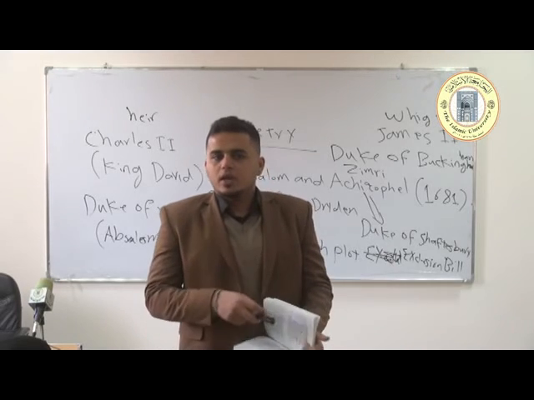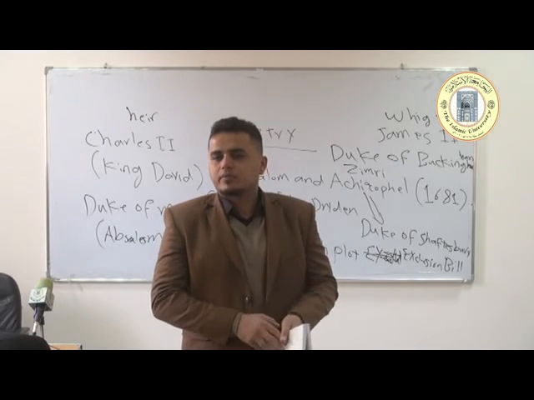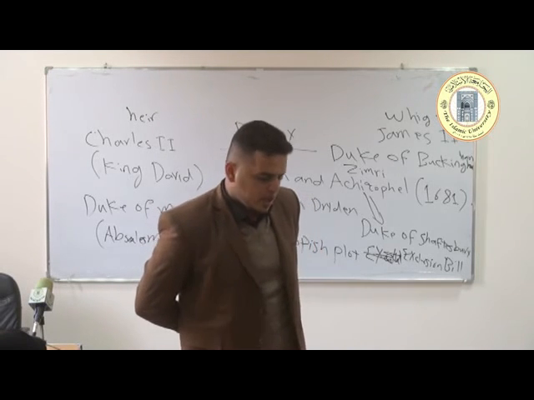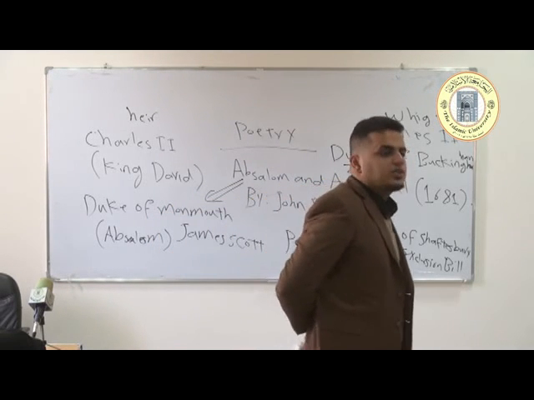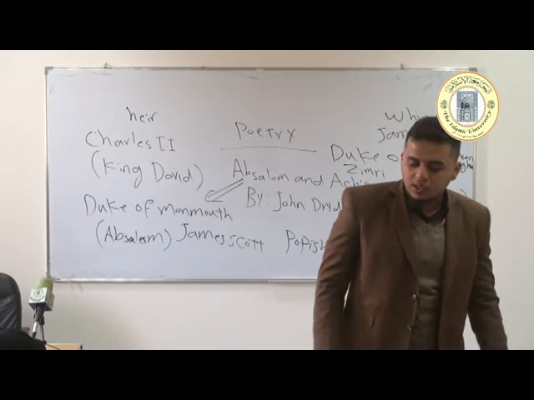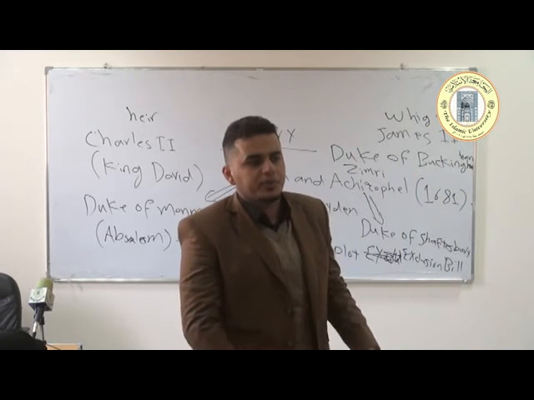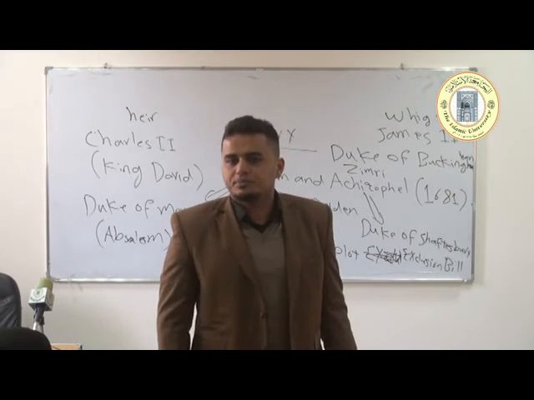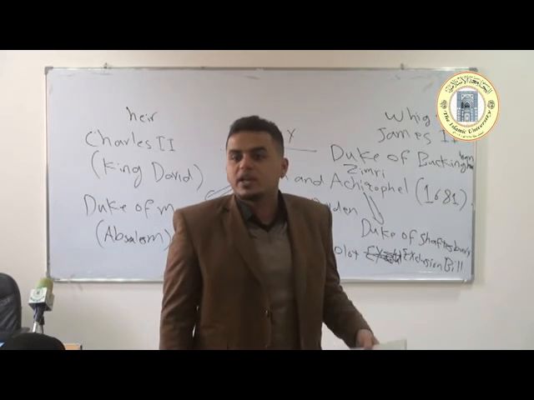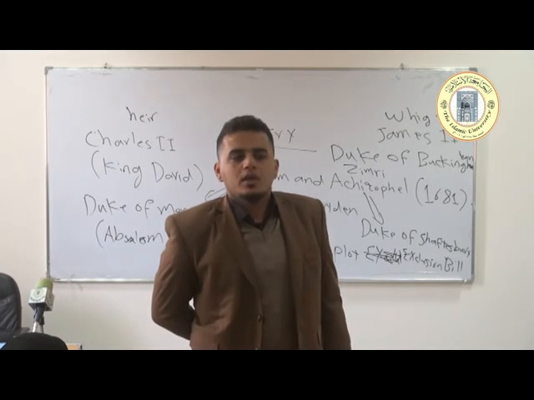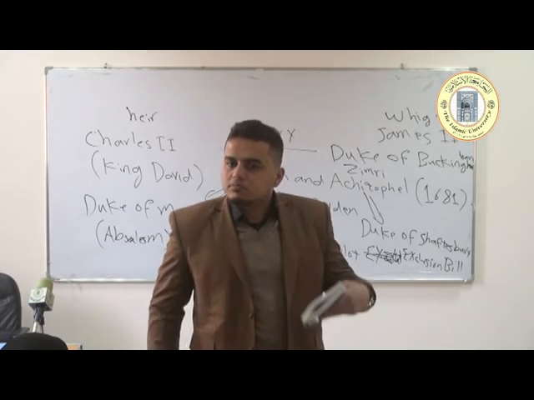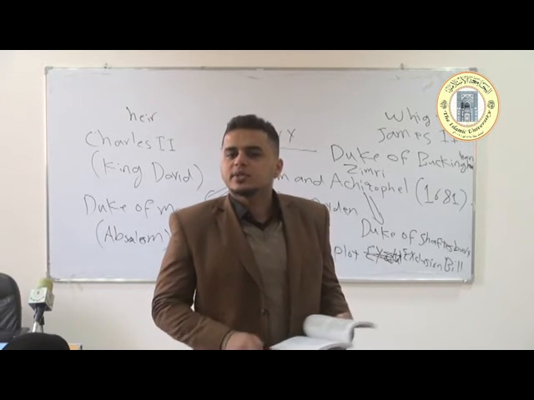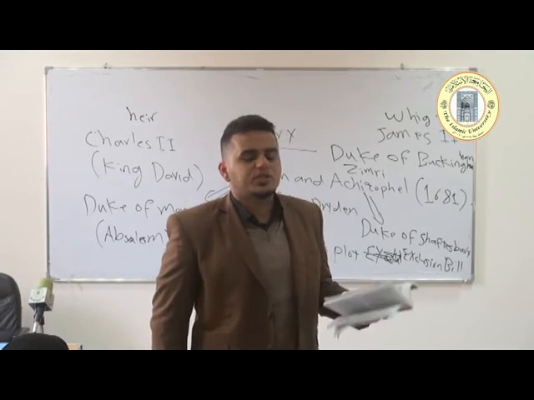By the way, Duke of Buckingham, if you read, inshallah, you will find that he had 20,000 pounds a year. In those days, 20,000 pounds sterling is, at present, approximately 20 million. So he was a very rich person. He doesn't care about money. All he cares about is his pleasure, his enjoyment.